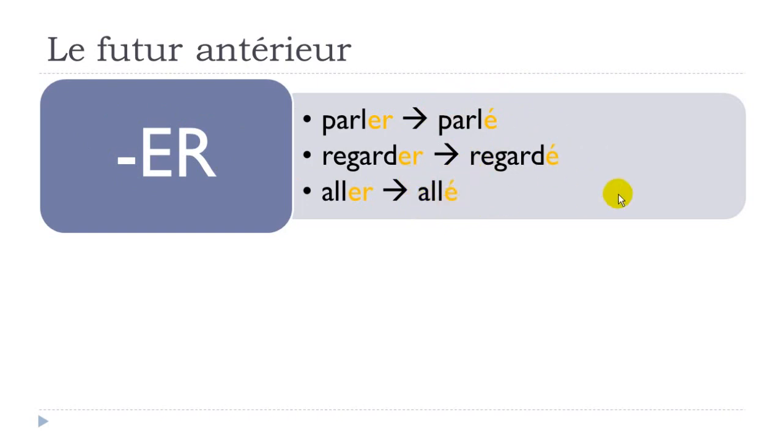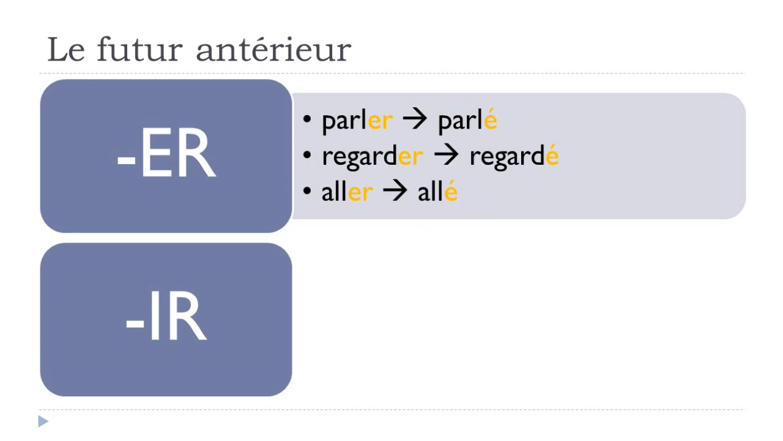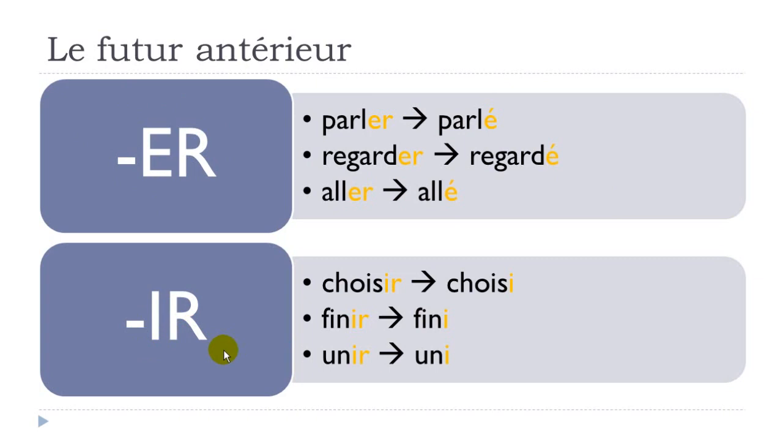Verbs from the second group, so ir, remember not all the ir verbs belong to the second group, so be careful. Examples like choisir will become choisi, finir, fini, unir, uni. Alright, so all these verbs will become like that, choisi, fini, uni. So this is the participe passé form, so the second part that you should put in your futur antérieur.